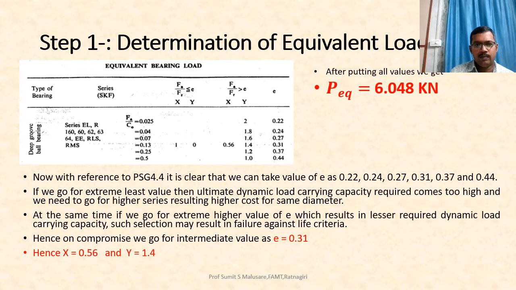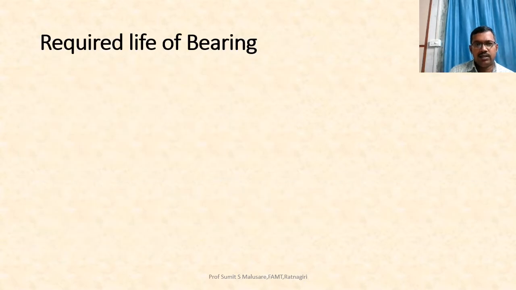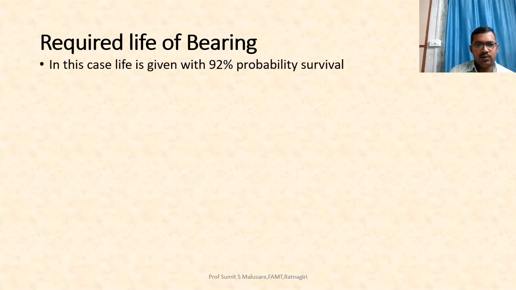Now next, the required life of the bearing. We know that our life is given at 92% probability of survival, and all the data from the PHG is with reference to 90% probability of survival. It means that I need to convert the given life in terms of revolutions at 90% probability of survival. Now LH92 we have already written, that is given as 10,000 hours.